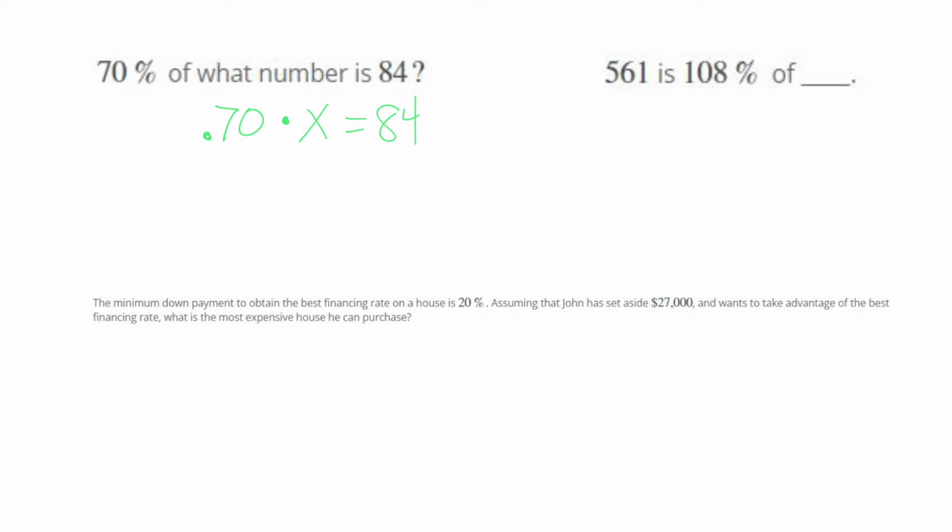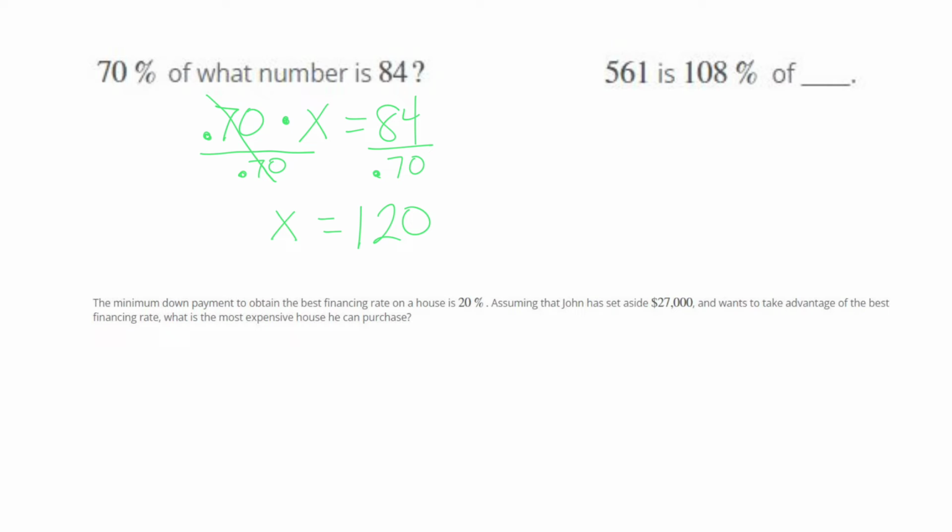Now, when you're doing this scenario, my x, my unknown, is caught up in here being multiplied by 0.70. So to get the x by itself so that I can solve it, I want to undo that multiplication. So I'm going to divide both sides of my equation by 0.70. When I divide by the 0.70, it undoes the multiply by 0.70, and those just go away, and x is here. And then in my calculator, I'll do 84 divided by 0.70. And I get x to be 120.